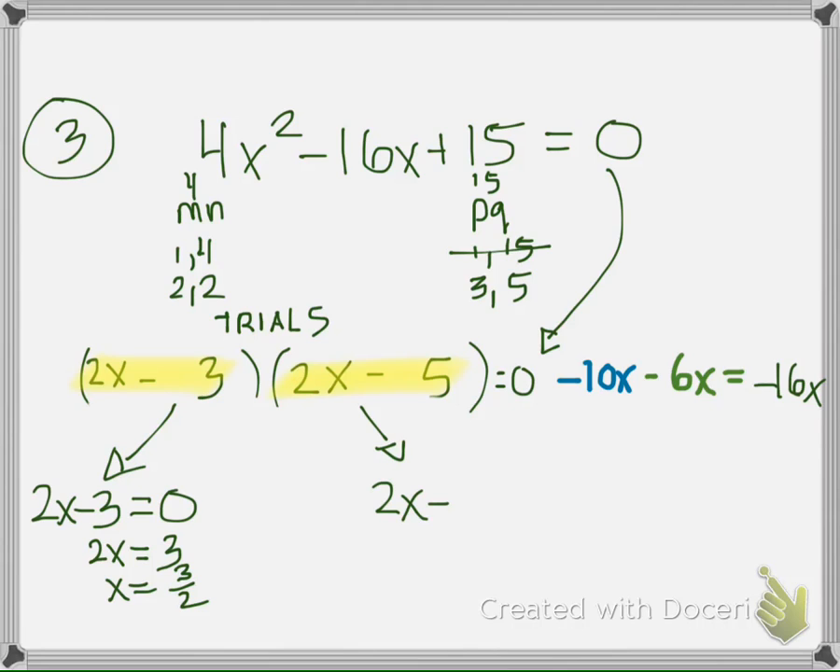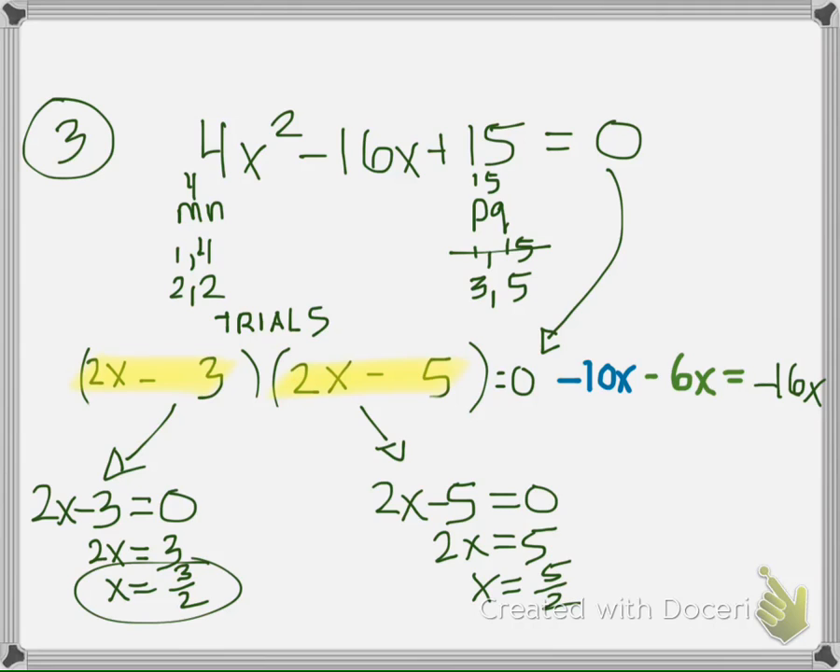And on the second one, 2x minus 5 equals 0. We add 5 to both sides of the equal sign. So x is equal to 5 halves. So there's our two answers. X is equal to 3 halves, x is equal to 5 halves.